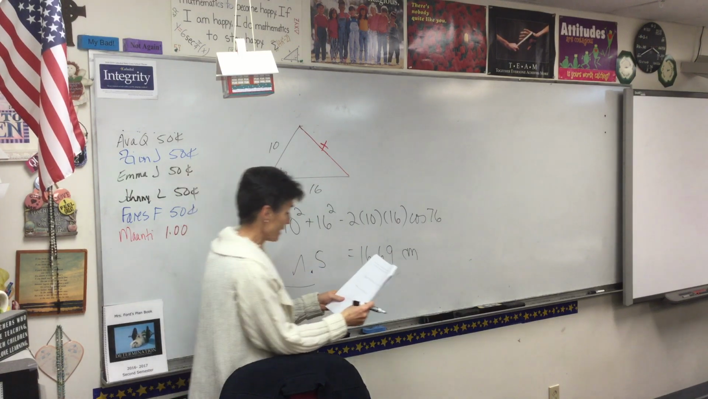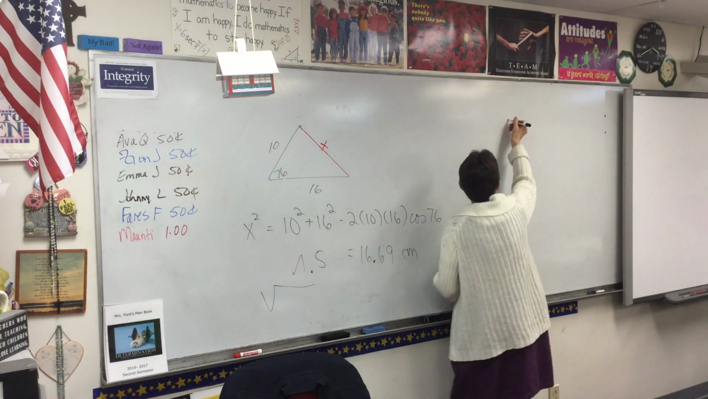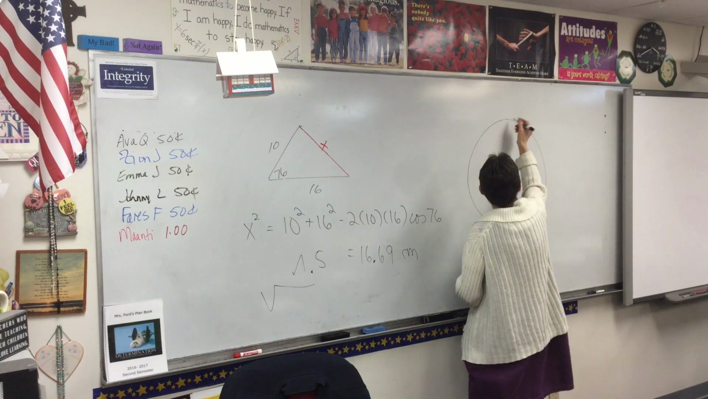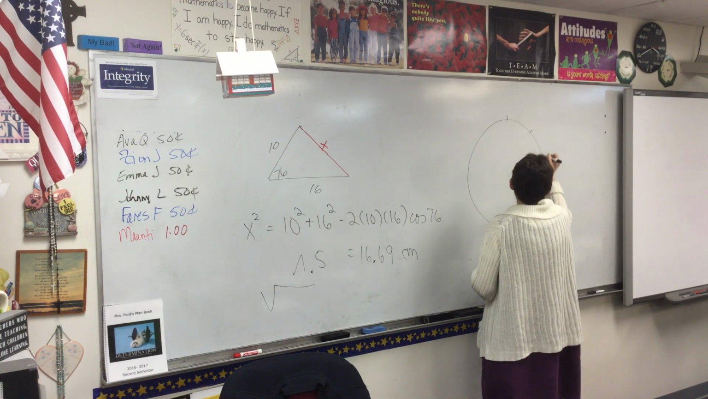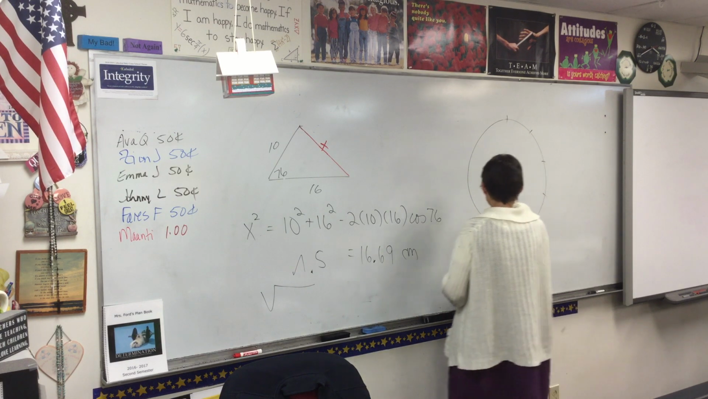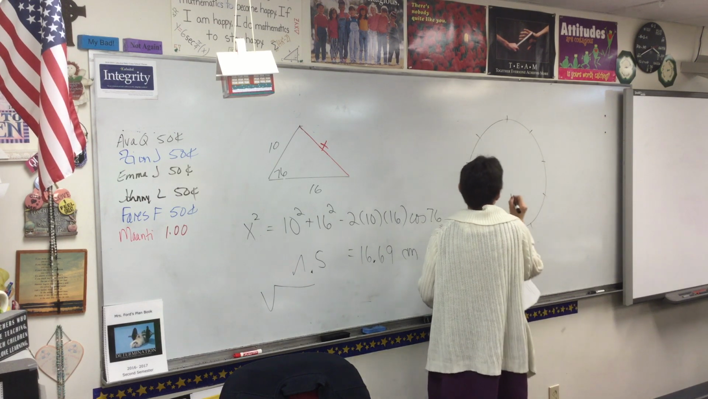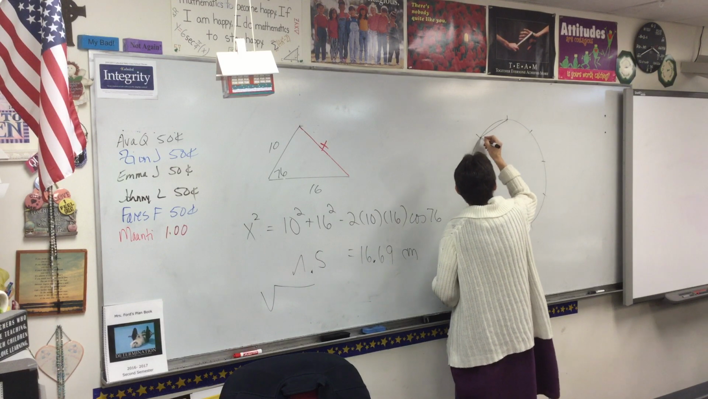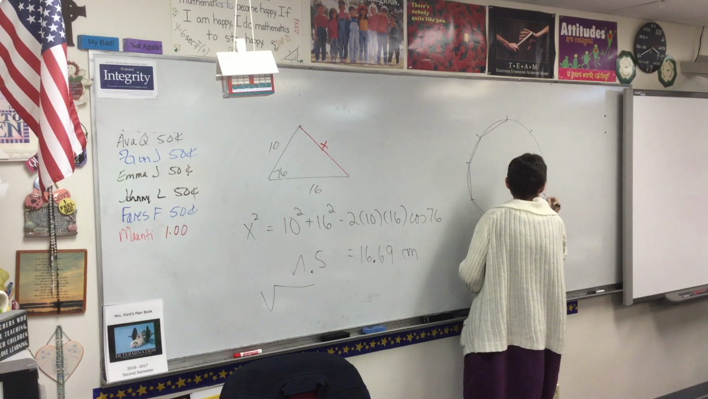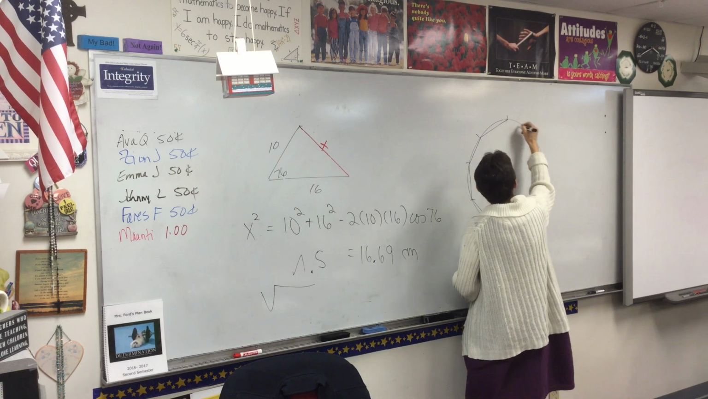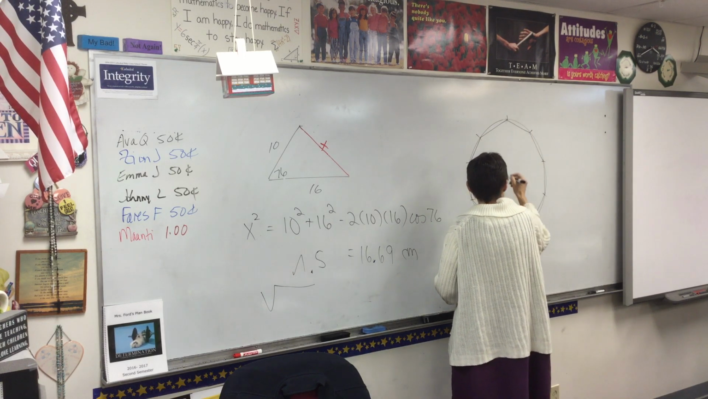What do we got next here? We have a regular decagon. What does that mean? 10 sides. 10. So I gotta split this up into 10 pieces as equal as I can. Obviously I didn't do a very good job, but here we are.